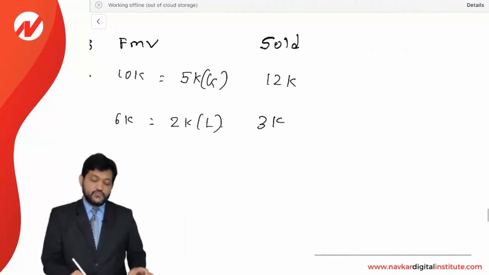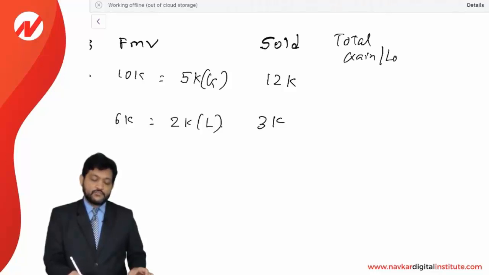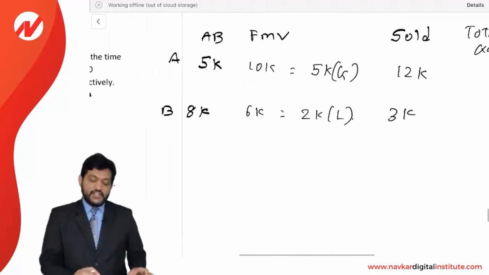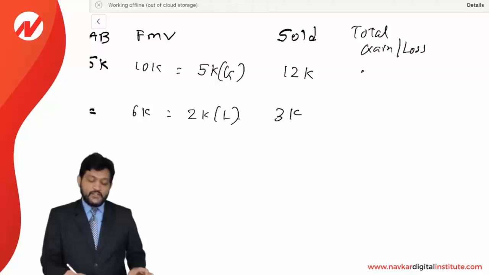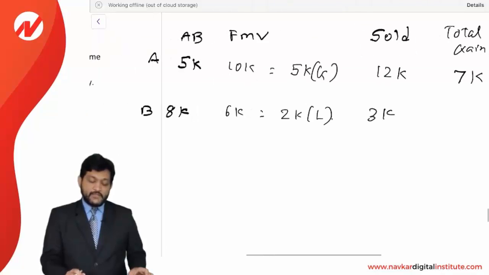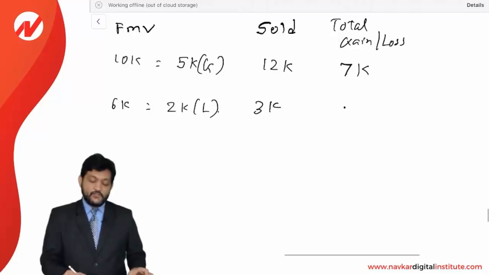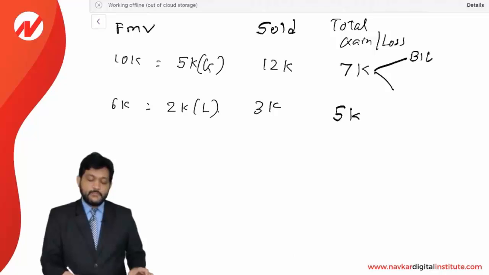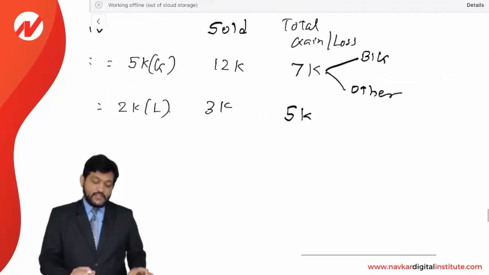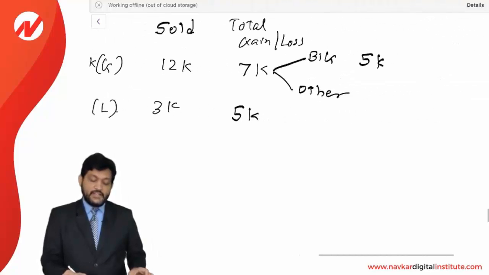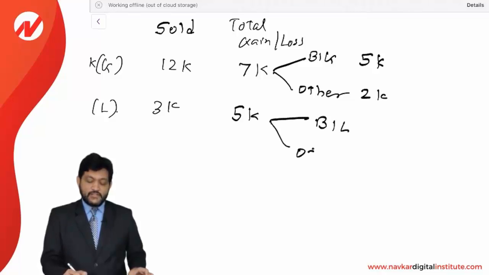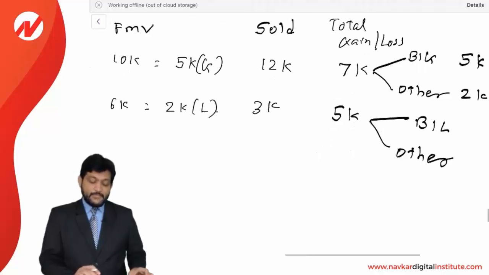Now total gain or loss on sale. See, 12,000 is the selling price and 5,000 was AB. So 12 minus 5 is equal to 7,000. And here it has been sold for 3,000. So 8 minus 3 is equal to 5,000. Out of this, built-in gain and other gain. See, built-in gain here was 5,000. So 5,000 is built-in gain, other gain is 2,000. And out of this 5,000, built-in loss and other loss. Built-in loss was 2,000.